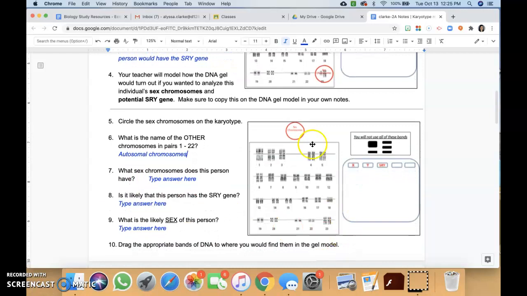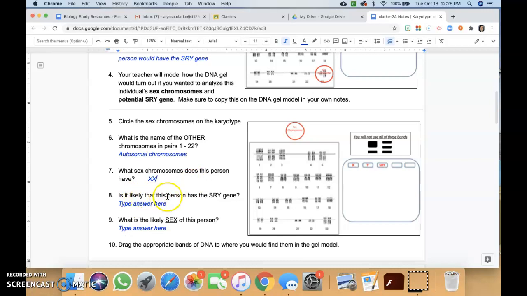So let's take a look at this person. Their sex chromosomes are located right here in pair number 23. They are the same exact size, an exact copy. So this person is going to be what sex chromosome? They are going to be XX.